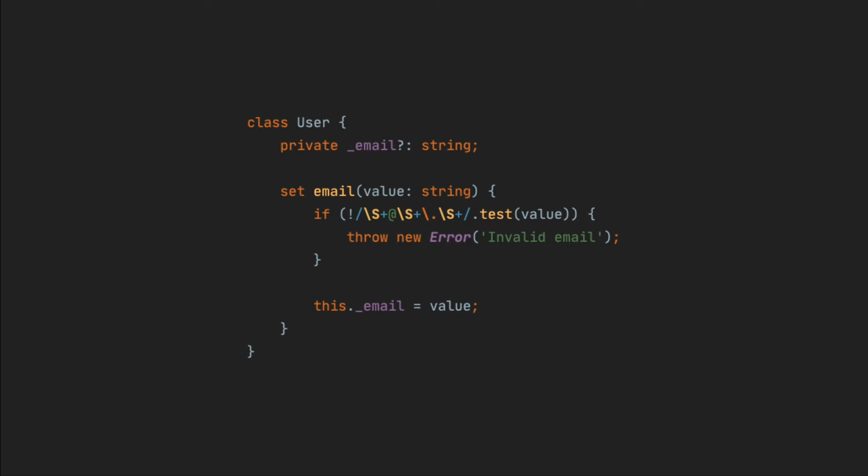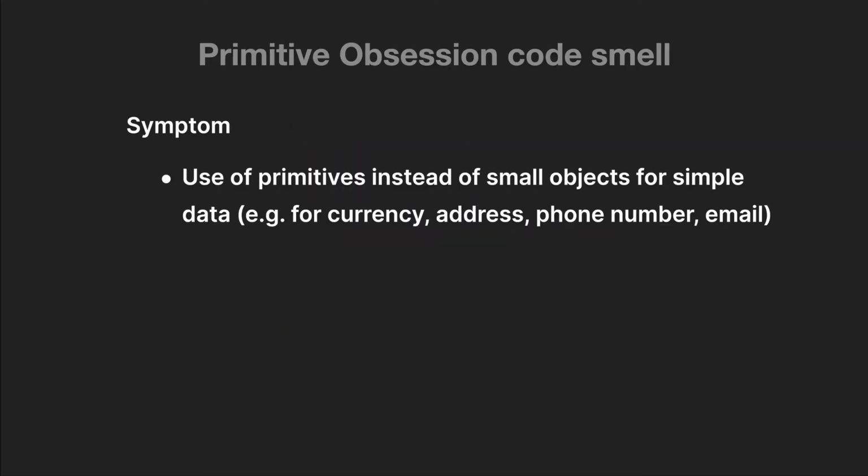We have here a user class. Probably there is something wrong with this code. You can see that it has the email field, and the email field behavior is also implemented within this class. So user knows how to check whether email is valid or not, and only then sets it on its own. The code that I just demonstrated clearly shows a symptom of the primitive obsession.